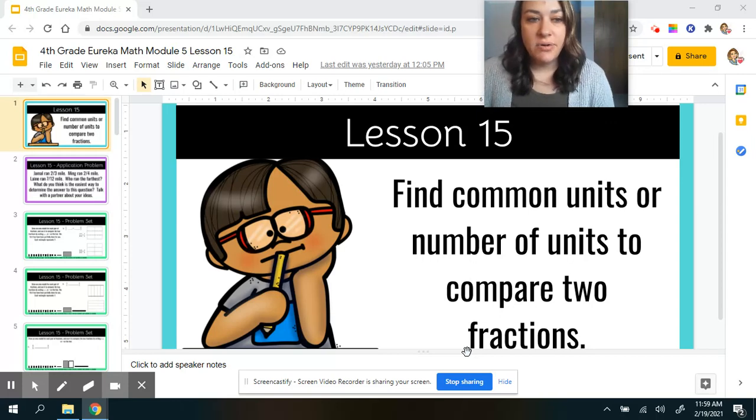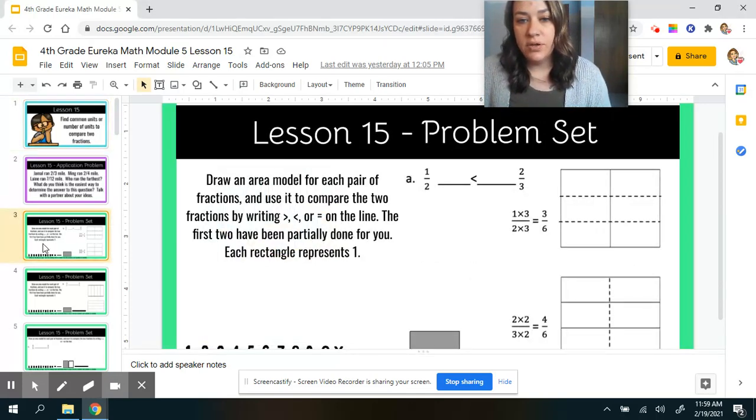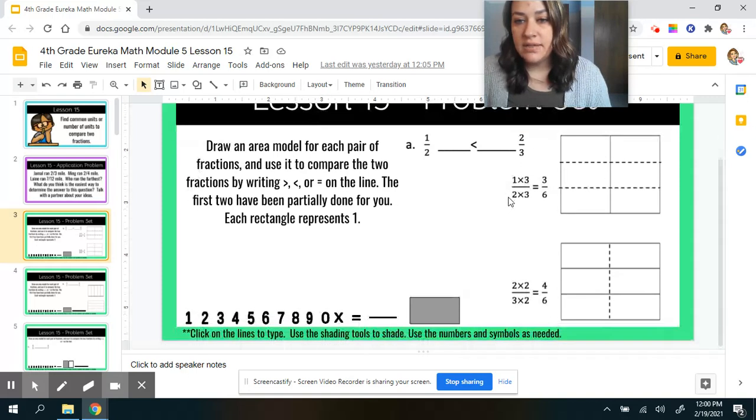So in the last lesson, we were using that number line and we were plotting our numbers on the number line to compare. Today, we are going to work with using area models to create common denominators. And probably the quickest way to make common denominators is to multiply your two denominators by each other.